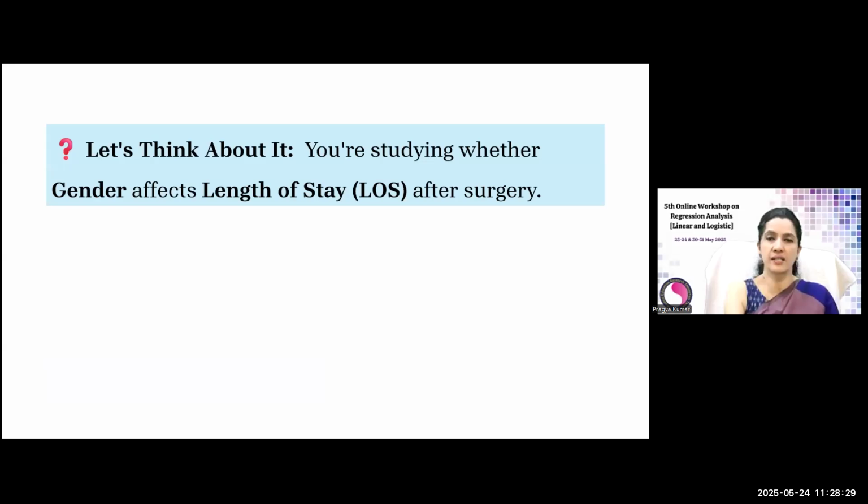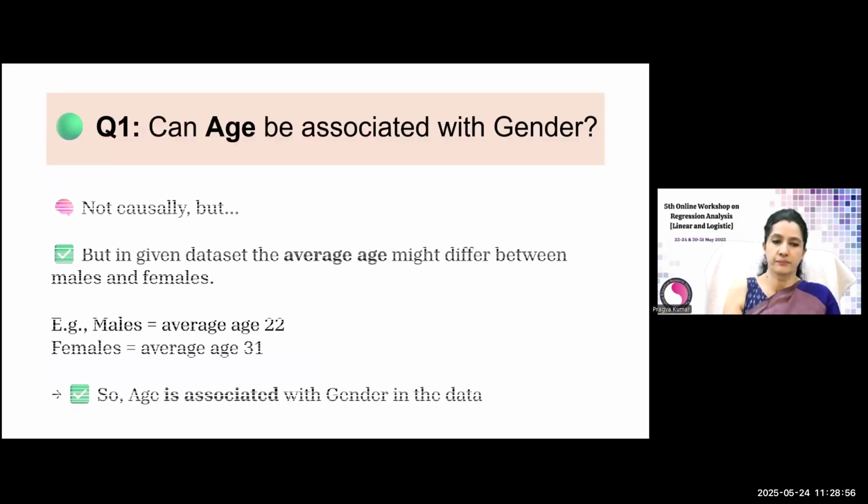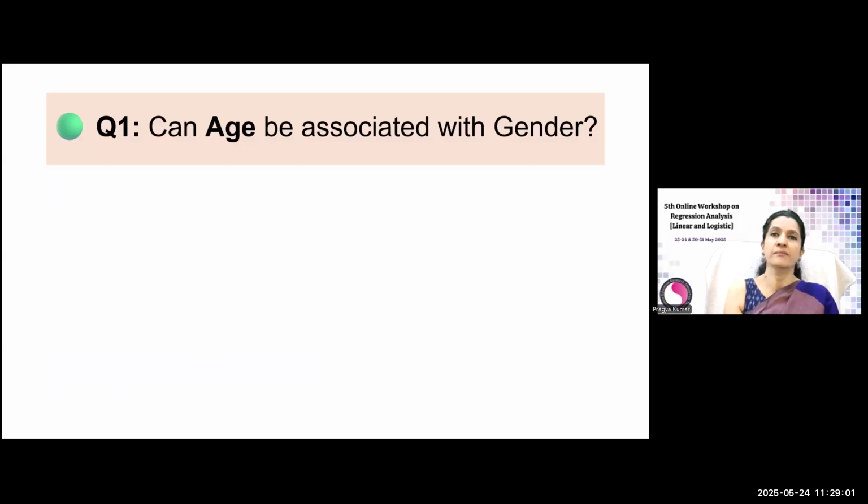Now coming to the same example of the data set and the article which we have shared. Suppose we are studying the length of stay after surgery, and we want to see whether gender affects the length of stay, that is, whether females are staying more or males are staying more. But someone might ask, what about age? Would that be a confounder? Can age be associated with gender? Yes.